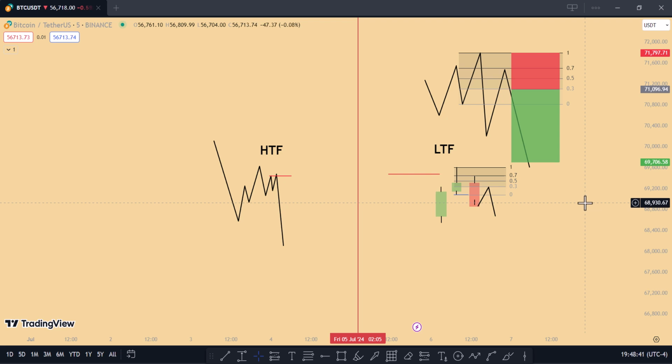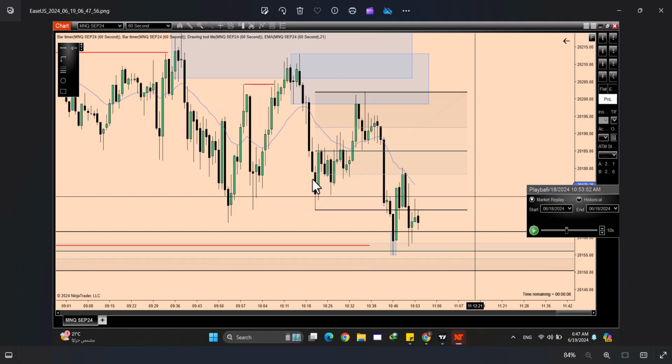And now let's move on to some of the examples that we have. So let's start with the first example, and notice here, this candle right here, this is on the 1 minute time frame, right?